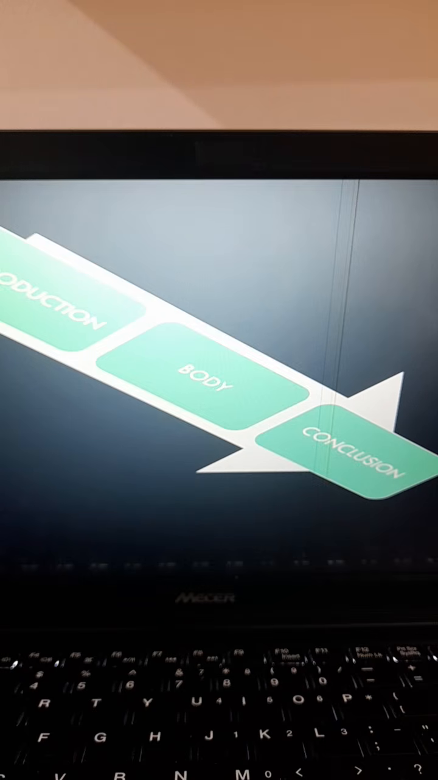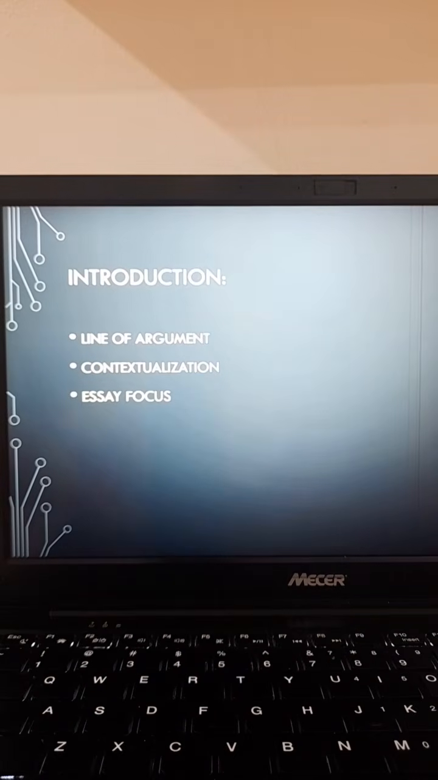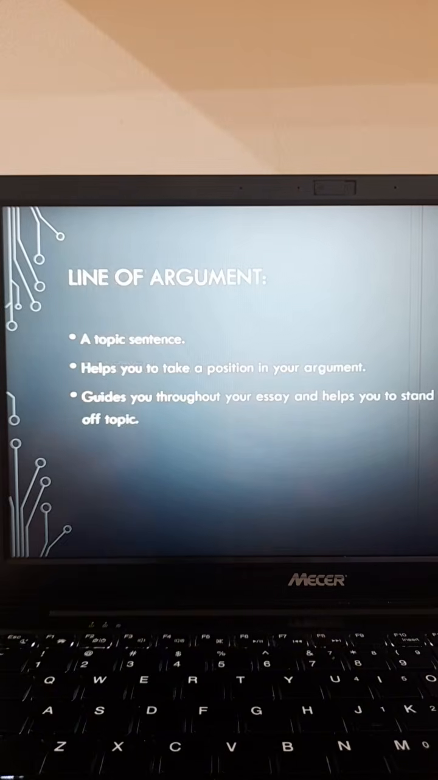But then today we are not going to talk about it. We are going to talk about how to make this structure powerful. Let's start here. This is an introduction. On your introduction, you need 3 points in history essays. What are those 3 points? Those 3 points is line of argument, contextualization, essay focus, or outline. Understand? So let us break it down.